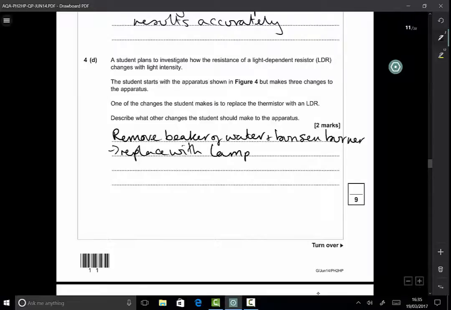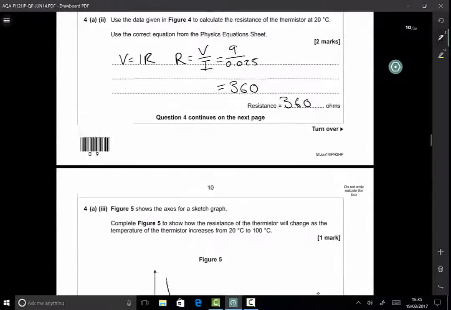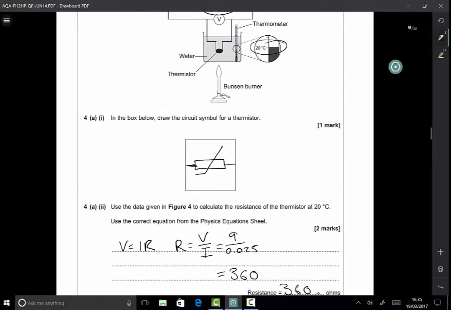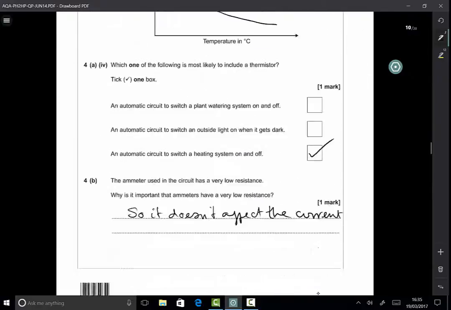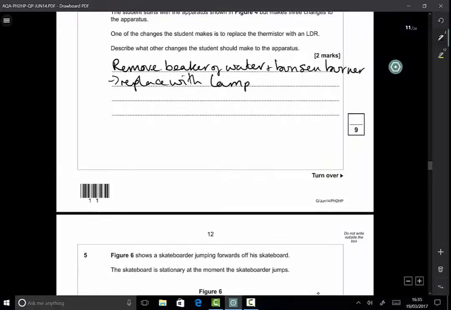Okay, and then the other thing we're going to need to change on here, we were using a thermometer to check the existing temperature. We're not going to need that anymore. So we can remove the thermometer and replace it with a light sensor or light meter.